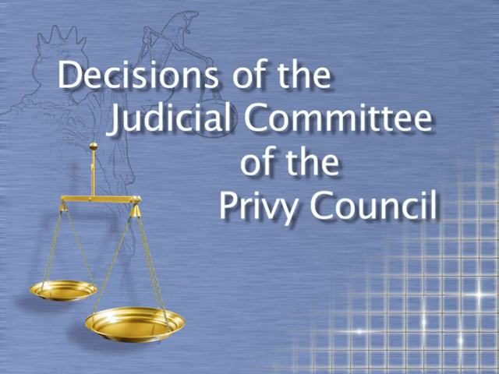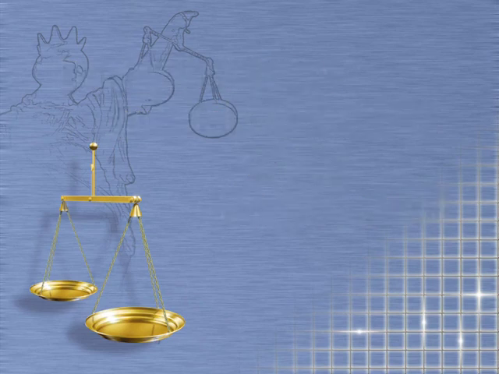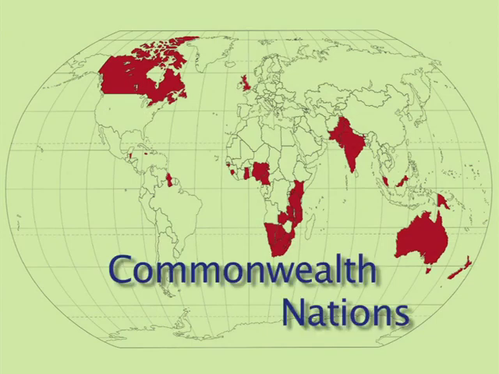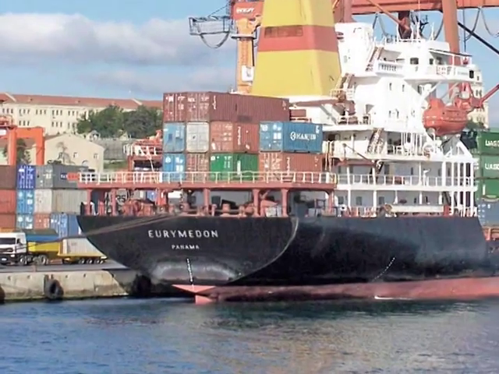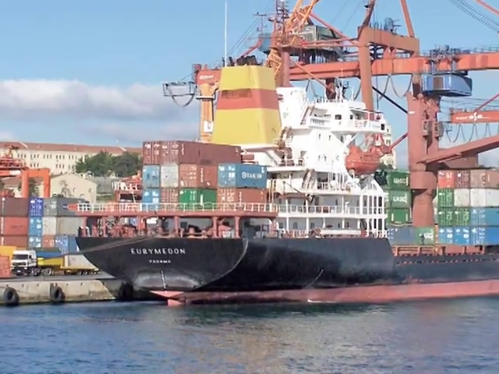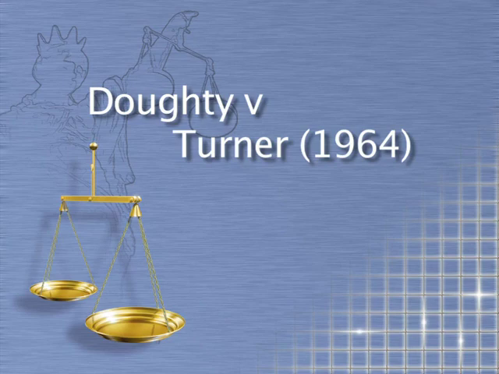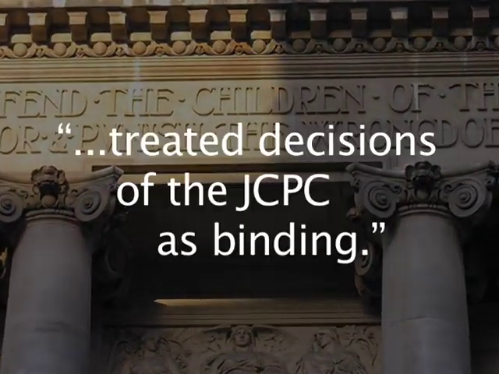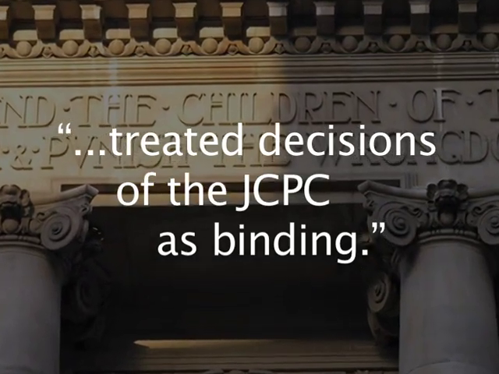Decisions of the Judicial Committee of the Privy Council. This is where the House of Lords judges hear appeals from Commonwealth nations. These decisions were traditionally seen as merely persuasive, for example, the Eurymedon. But since Doughty v Turner in 1964, the Court of Appeal has treated decisions of the JCPC as binding.